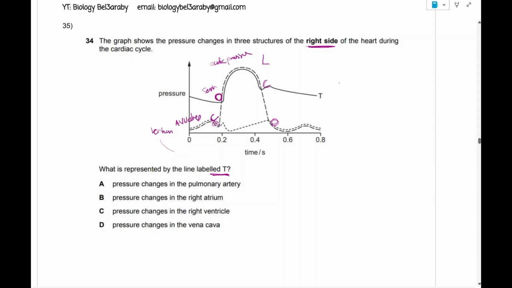Now, if this were to be the right side of the heart, now, as we all know, the right ventricle leads off to the pulmonary artery, because it's the right side of the heart. Therefore, this line here would represent the pressure, not the aortic pressure, but the pressure changes in the pulmonary artery. Therefore, the only correct answer we have here is going to be A.